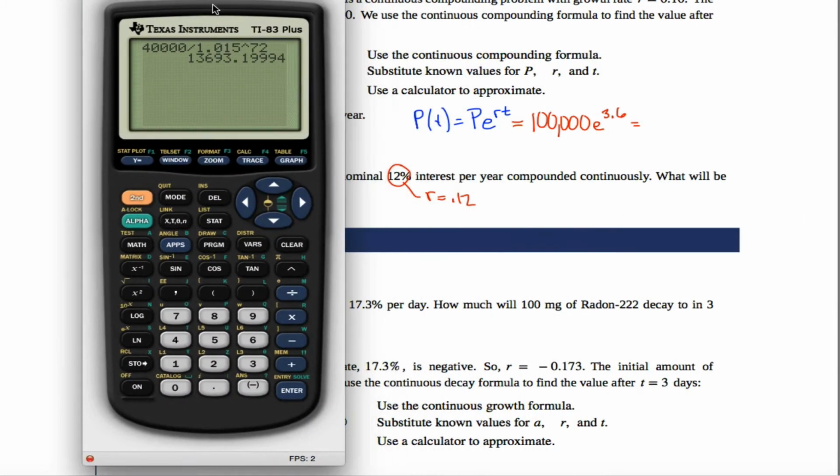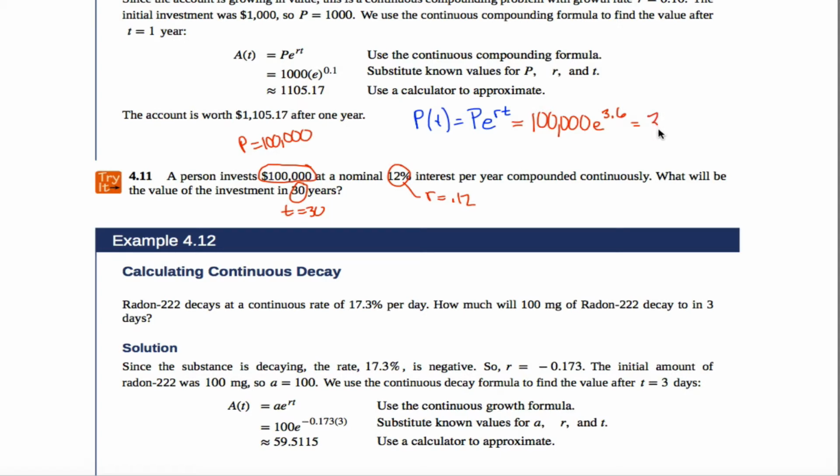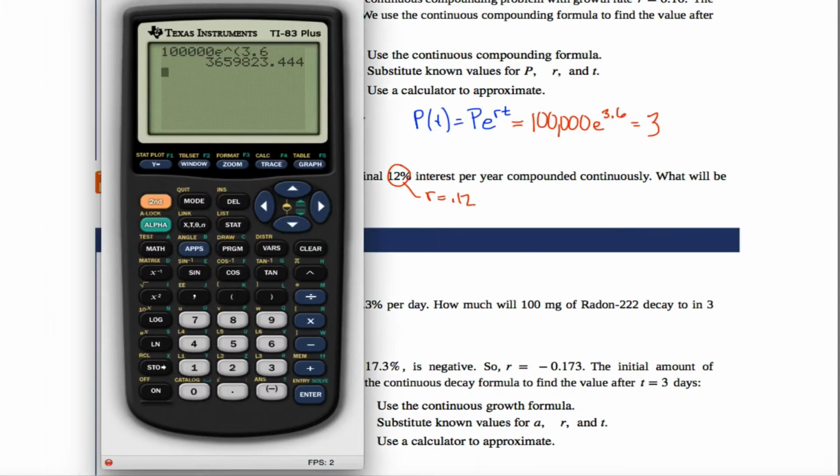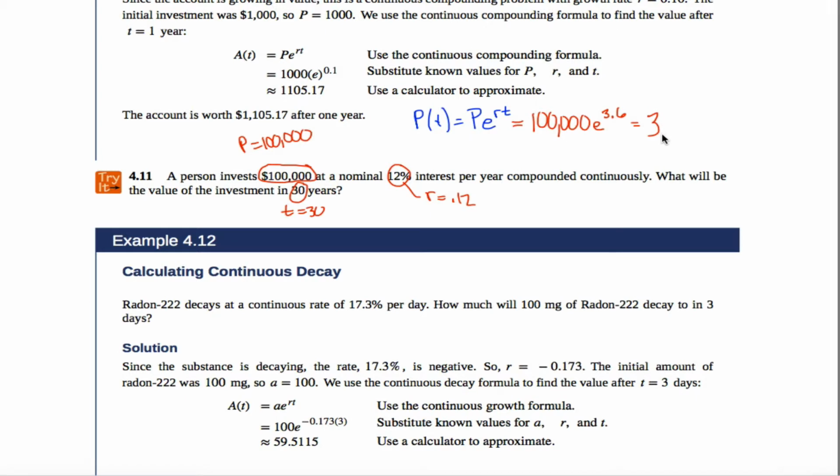And just to kind of finish this one up, I could show you how to plug that into a calculator. 100,000 and then times E raised up to the 3.6. So I just use this key here, the e to the x key. So second and then natural log. And then you don't even have to close the parentheses. You can if you want. Hit enter and you get this number, 3,659,823.44.